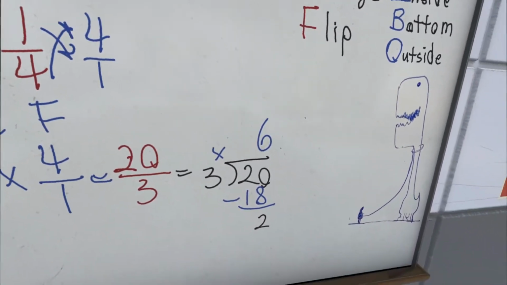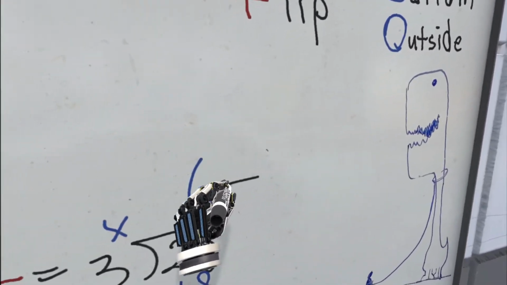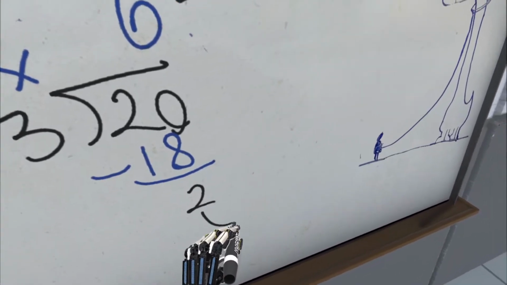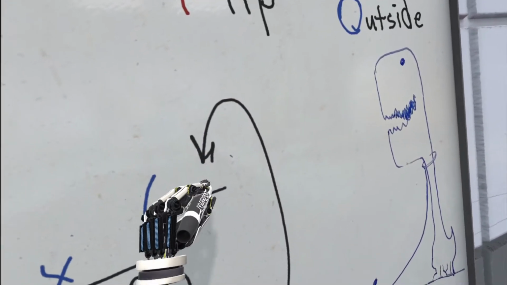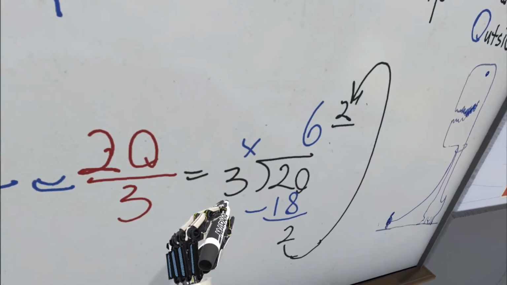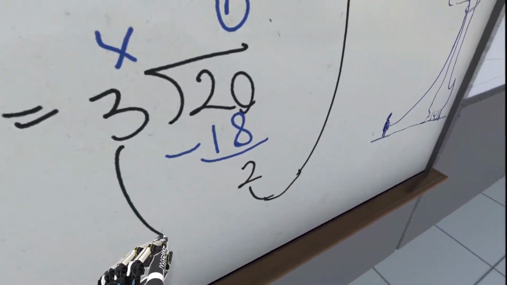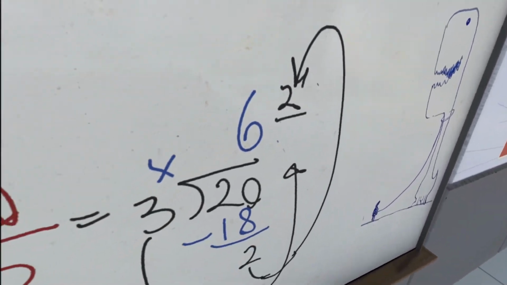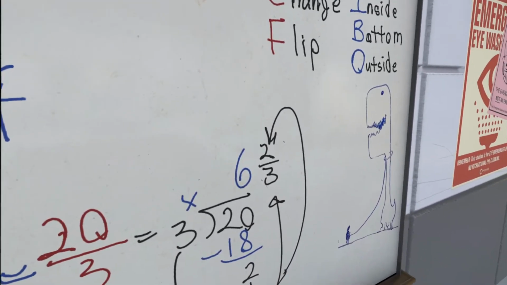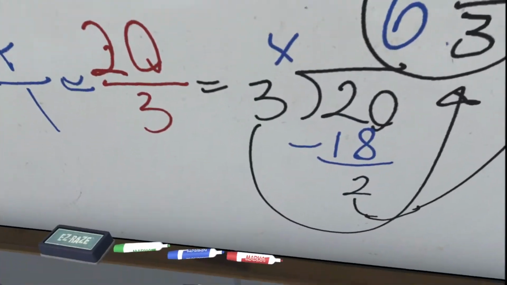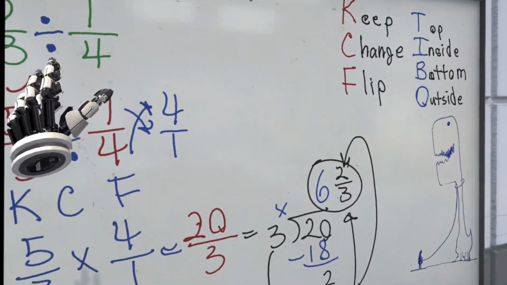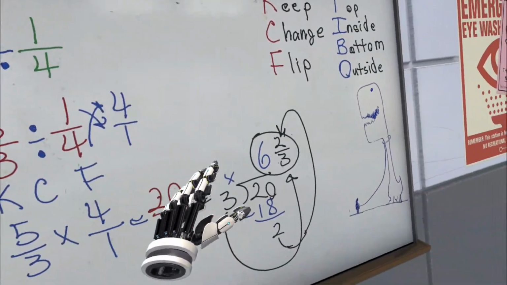Now I'm going to form my fraction. And to get the other two numbers for your fraction, you get your remainder here. It now becomes your numerator, 2. You get your outside number here, and it becomes your new denominator. And we're done, guys. There's my final answer. So what is 1 2/3 divided by 1/4?